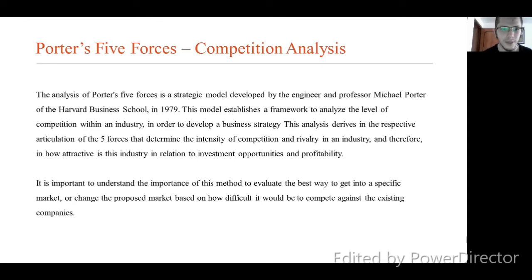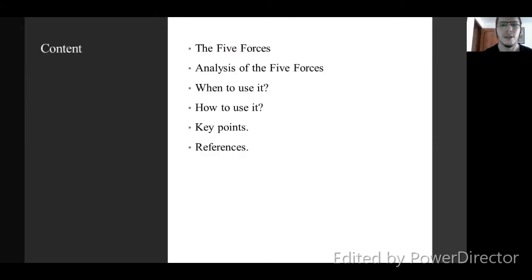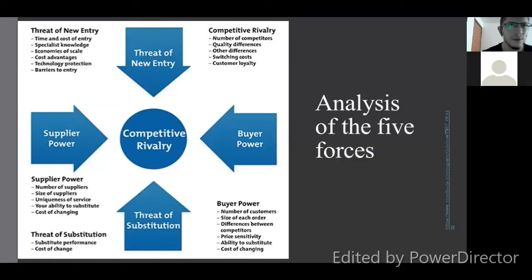So, well, let's start with the different topics about it. We will explain you about the 5 forces. We will analyze them. We will tell you when to use them, how to use them, and some key points about the 5 forces.